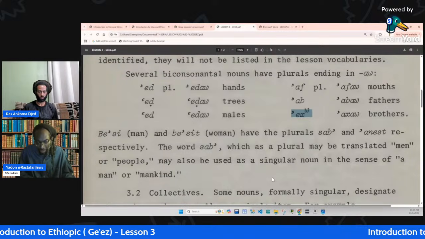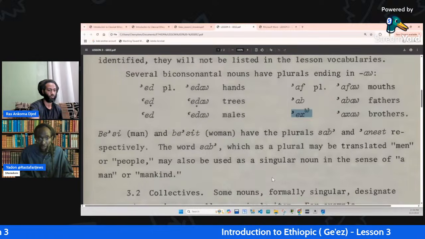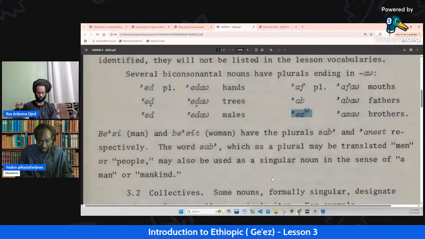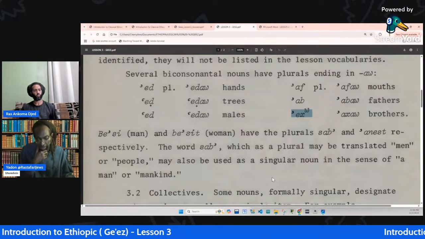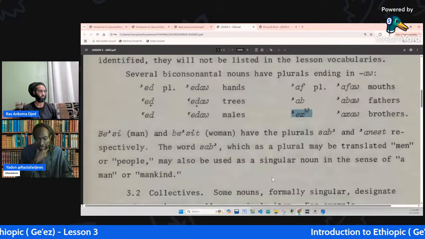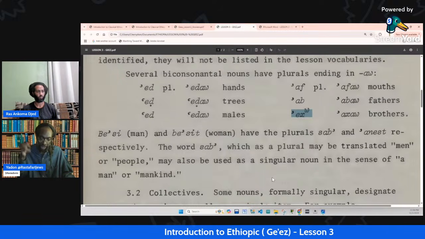Now we have the word for man. Man is bisi. Now, you see, we have the B. Remember from the beginning of the lesson, the E in these lessons has the I sound.